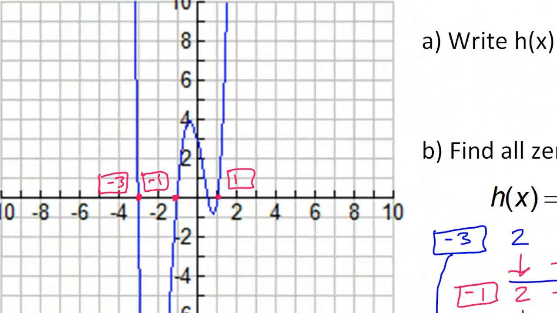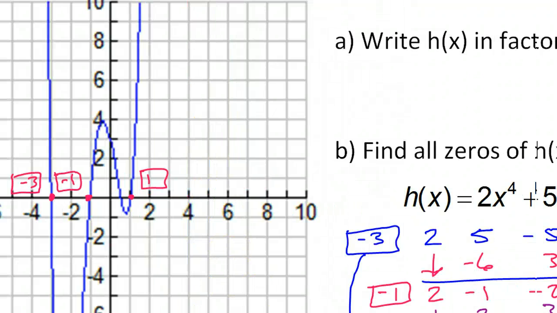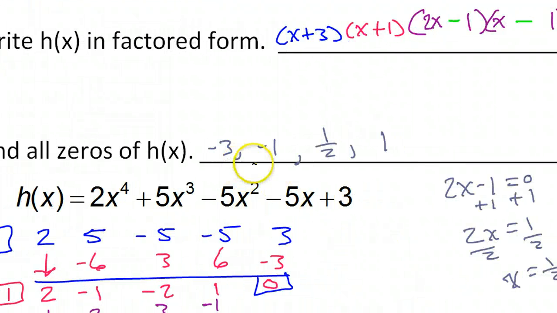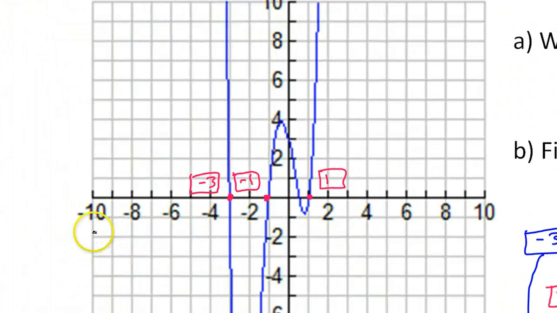And looking at the graph, we almost could have guessed that this one is 1/2 because it seemed to be right in the middle, but why take chances? So there we have all of our zeros, and here is the factor form. So that's it for problem number 3.